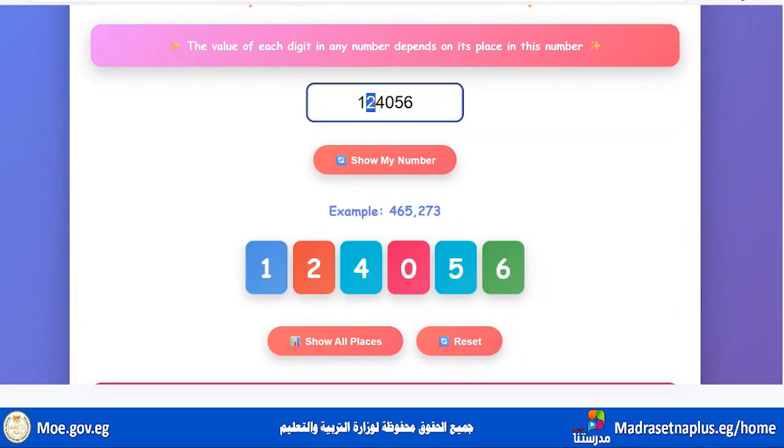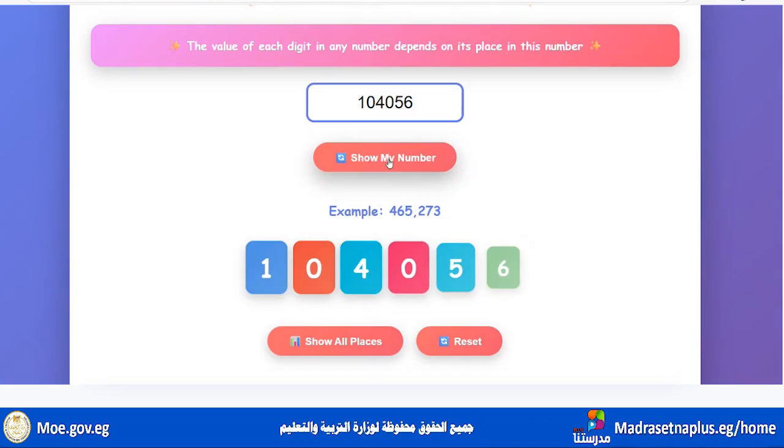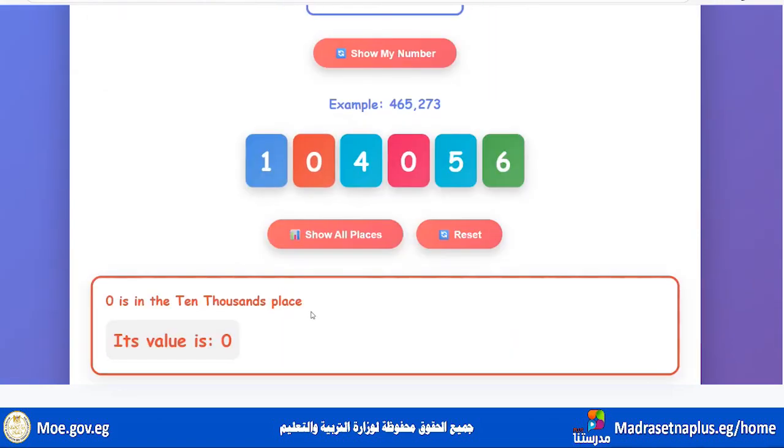Let's draw another number. Let's take this one, 2. Let's remove 2 and write 0 to check what's the difference between this 0 and the other 0. Okay, now we have 2 zeros in our number. 0 in the 10,000 place, 0 in the hundreds place. What's the difference between them? 0 in the 10,000 place, its value is 0. In the hundreds place, its value is 0. What does that mean? The value of 0 is 0 at any place.